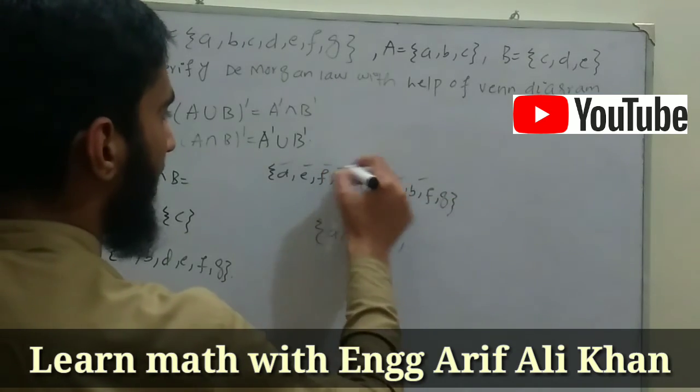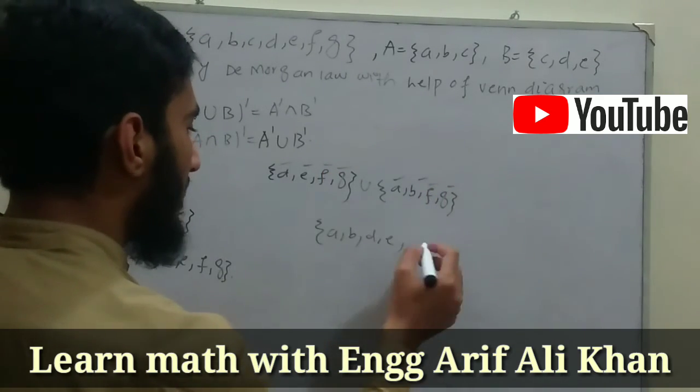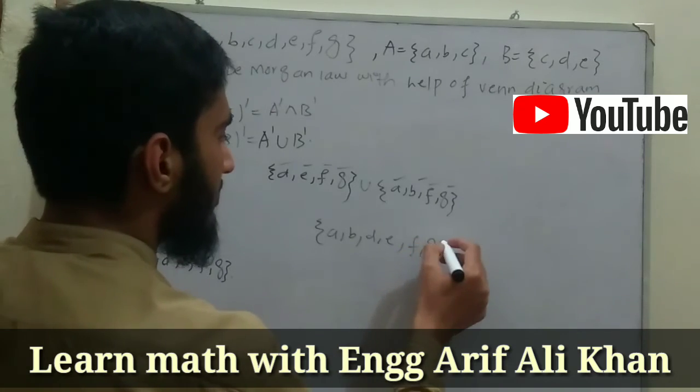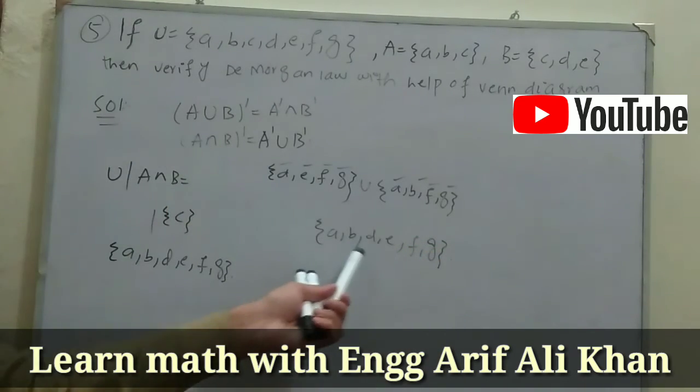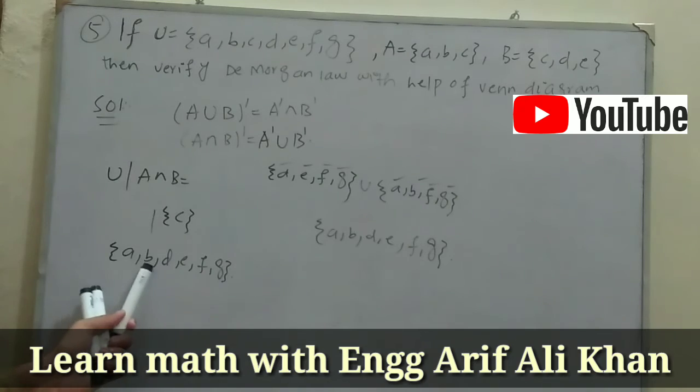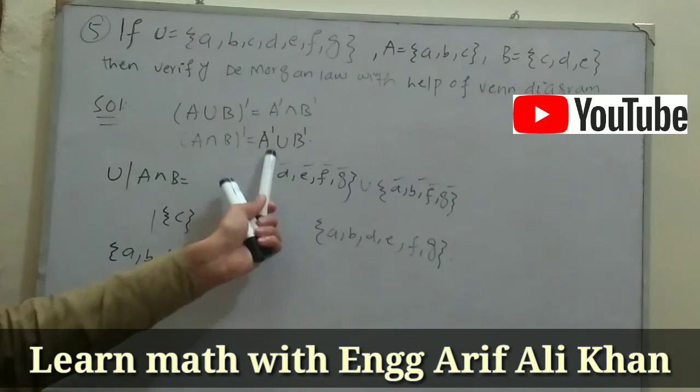After this we are left with F and G, which are common, so we will take just one F and G because there is no repetition in sets. So this side gives us A, B, D, E, F, G, and this side also gives us A, B, D, E, F, G. Both sides are equal. It means this law is also verified.